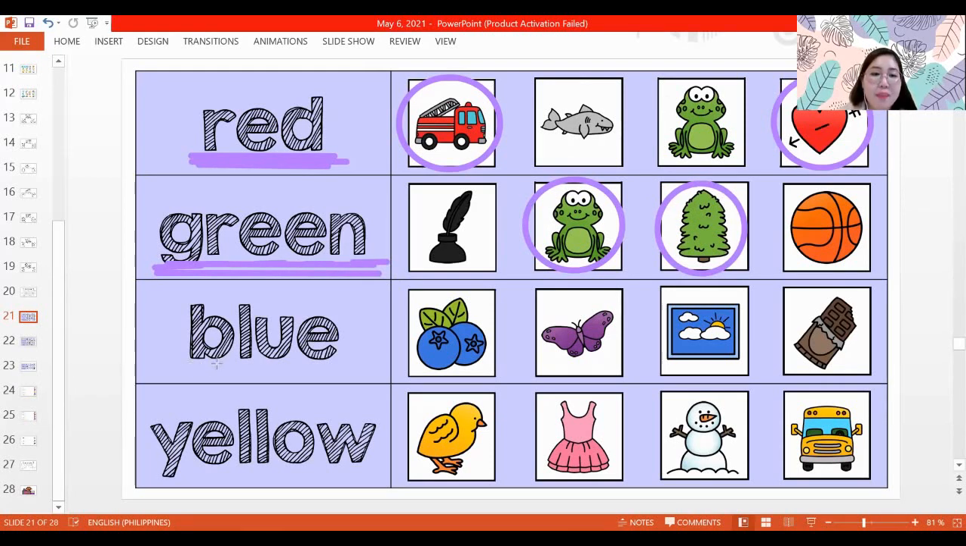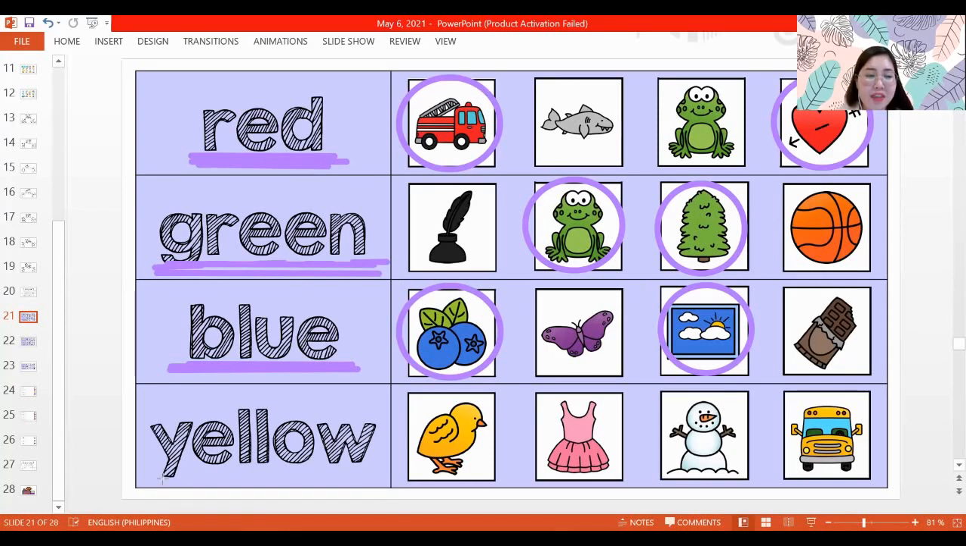Now we have B-L-U-E. That reads black. Nope. B-L-U-E, brown. No. B-L-U-E is blue. This word again is the word blue. Just like our blueberries. And the sky is color blue.